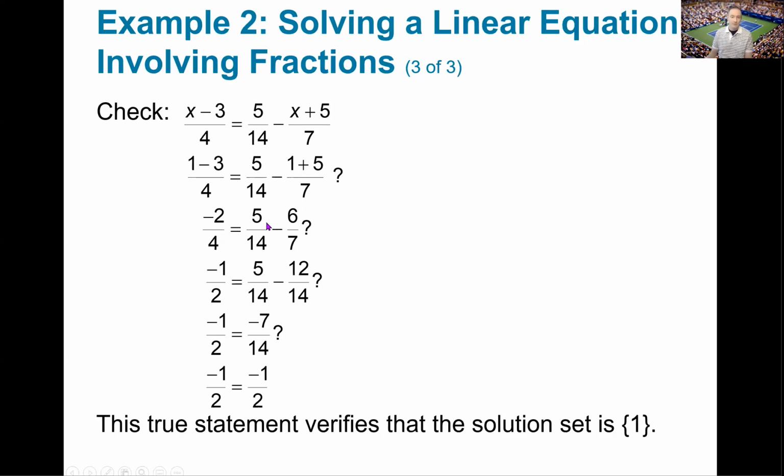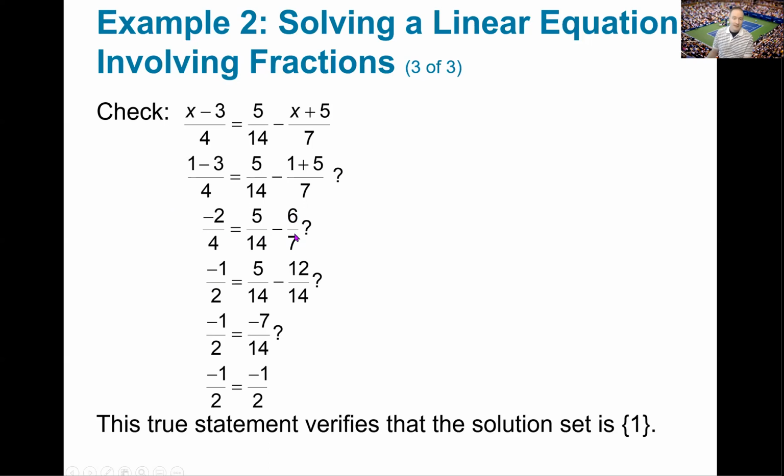I'm getting 5 over 14 minus 6 over 7. And this question mark is because all I'm trying to do is determine, does this side equal this side? So I'm saying I don't know if this is true until I get to the very end. So if this is true, then my solution is valid. If it's not true, then my solution is invalid. I get 5/14 minus 6/7 on the right-hand side. I already know my left-hand side reduced down to negative 1/2.